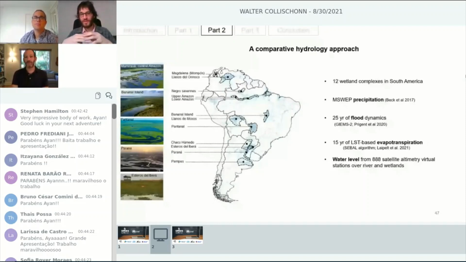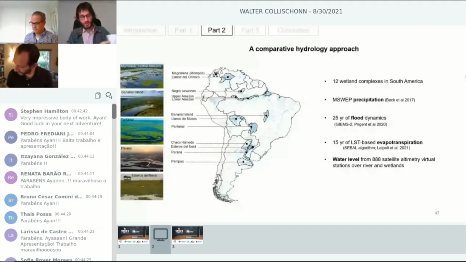And it was a natural continuation of the study, since we were studying many individual wetlands that occur in the Amazon basin, the Negro savannas, the Llanos del Mocho savannas, the central Amazon floodplains, and then we wanted to see, okay, and what about the other wetlands in South America? And this is what led to this new chapter, the new part 2.